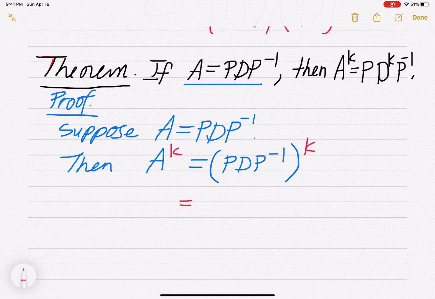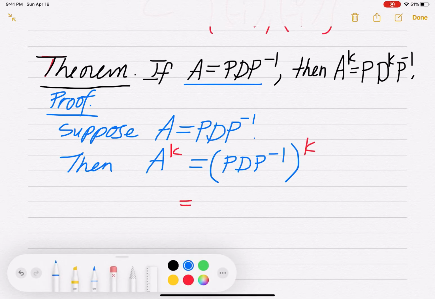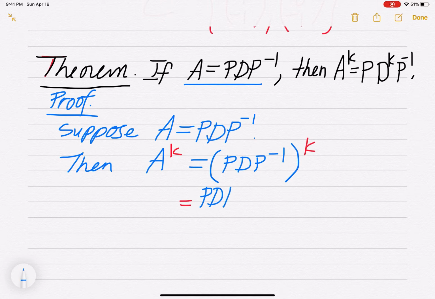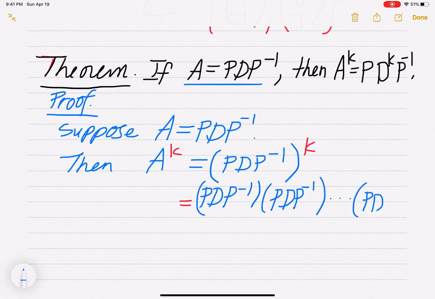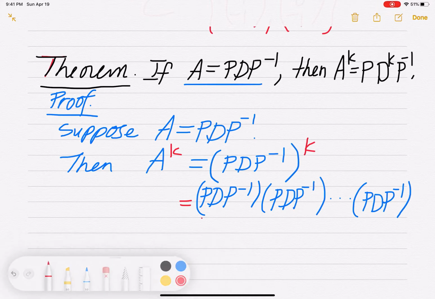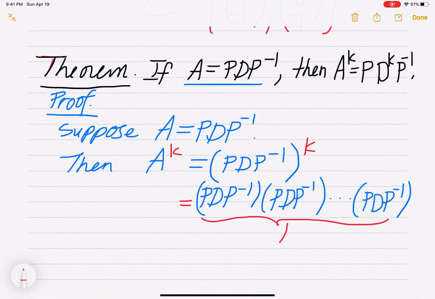So what does that mean if we raise something to the kth power? It means we multiply it together a bunch of times, right? We're going to have PDP inverse as our first factor. Then we're going to have PDP inverse as our second factor. We're going to do this a bunch more times. You're going to have PDP inverse a bunch of times, right? You're going to have K factors here. K different factors.